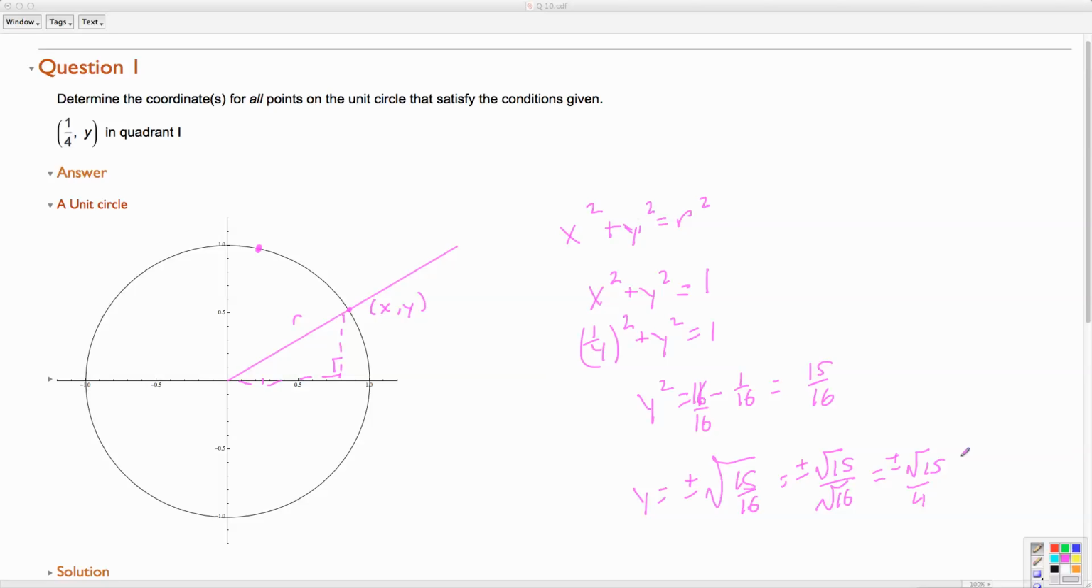And one more thing that I can tell here, these are both of the potential answers, but since I know it's in quadrant 1, I would get rid of the negative answer. It can't be that possible one, because that would be down here. So the point that I'm looking for is a point with an x-coordinate of 1/4 and a y-coordinate of root 15 over 4.